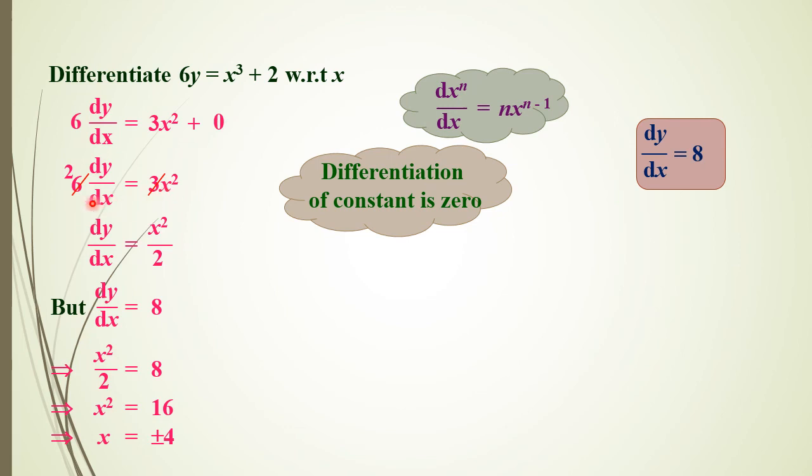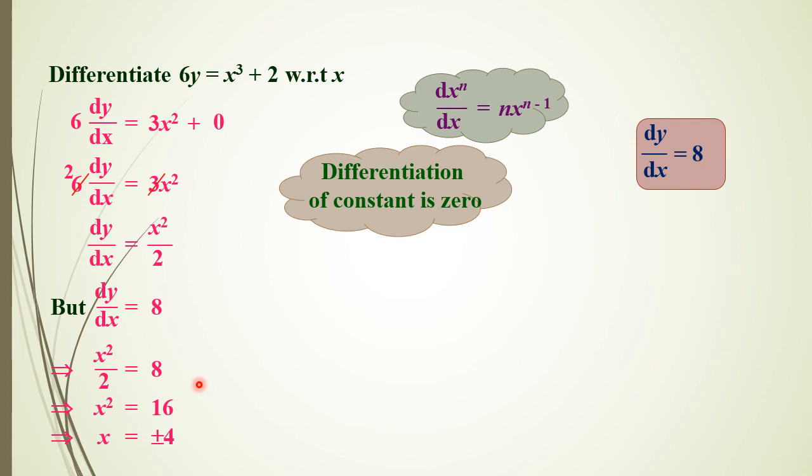Next, 6 and 3 cancel, so dy by dx equals x square by 2. So you'll get this much. Now dy by dx we have already determined as 8. Substitute it back: x square by 2 equals 8, x square equals 16, x equals plus or minus 4.